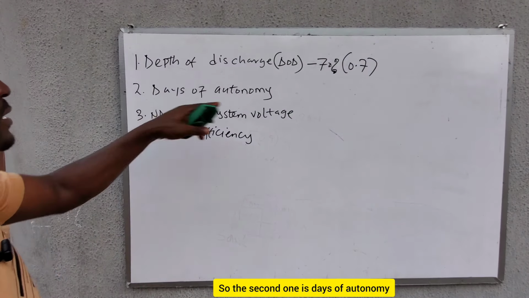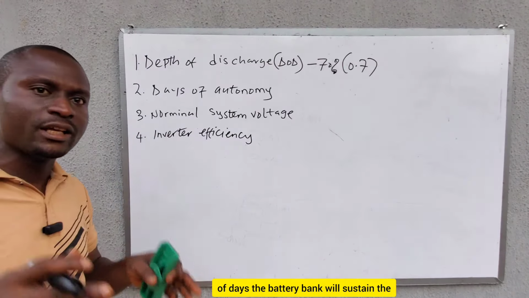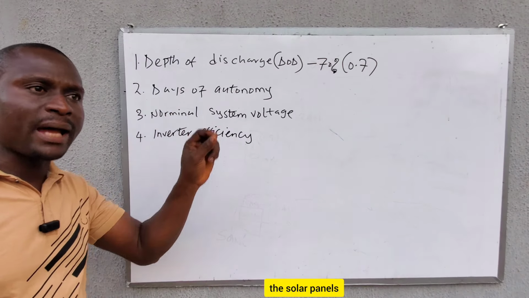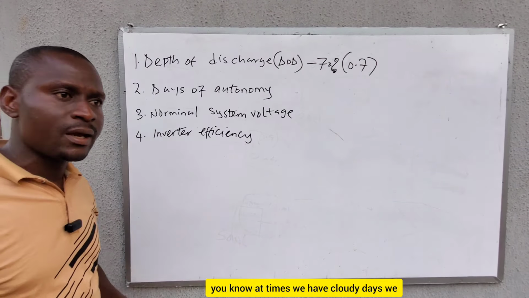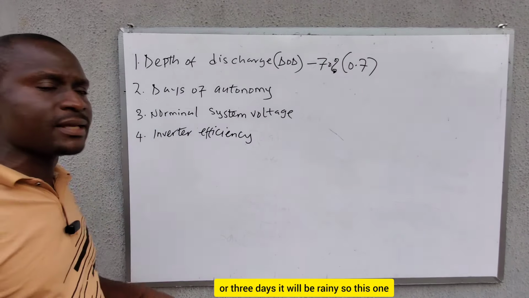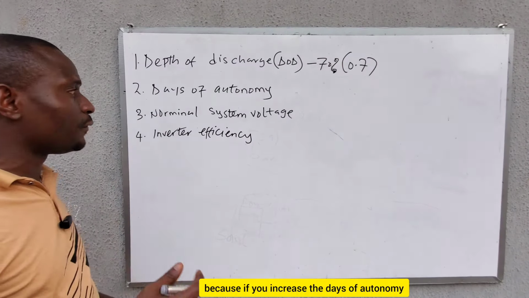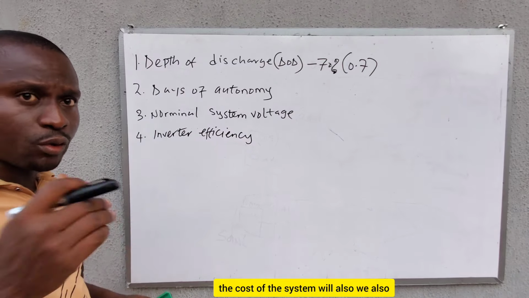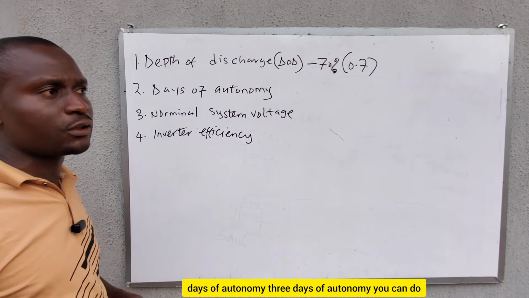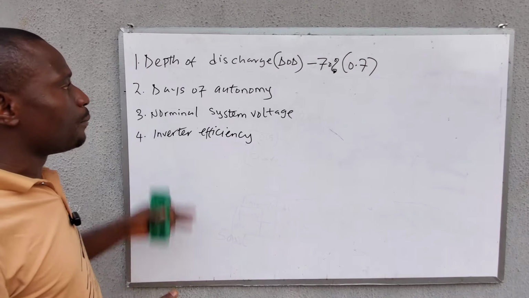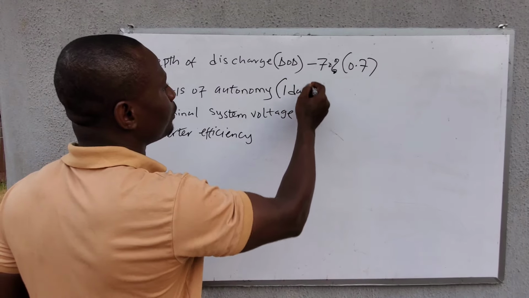The second one is days of autonomy. The days of autonomy refers to the number of days the battery bank will sustain the loads without receiving charge from either the solar panels, the grid, or the generator. At times we have cloudy days. During the rainy season, you may have maybe 2 or 3 days of rain. So this one you need to discuss with your clients, because if you increase the days of autonomy, the cost of the system will also increase. You need to explain to your clients. If he wants 2 days of autonomy or 3 days of autonomy, you can do that sizing for him. But for the purpose of this calculation, we are going to use 1 day of autonomy.